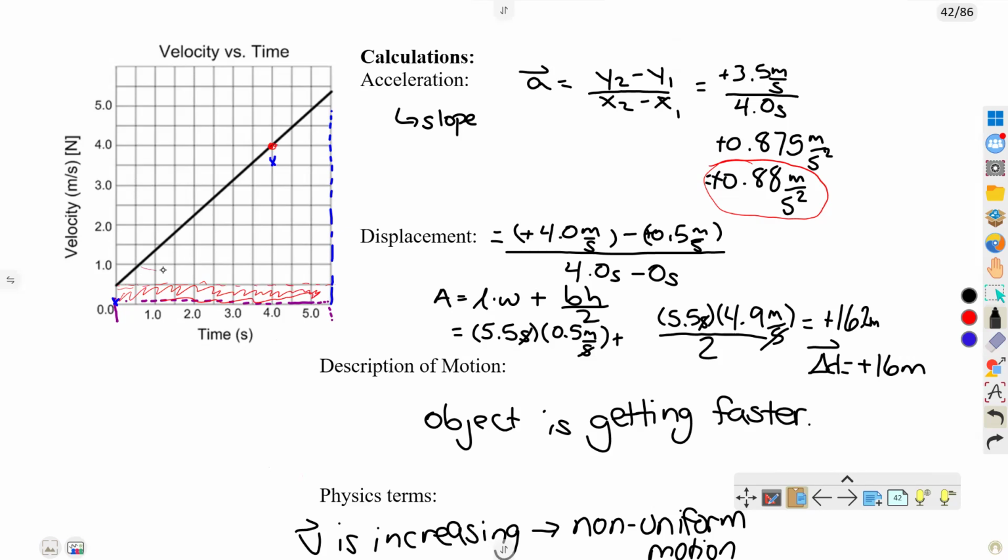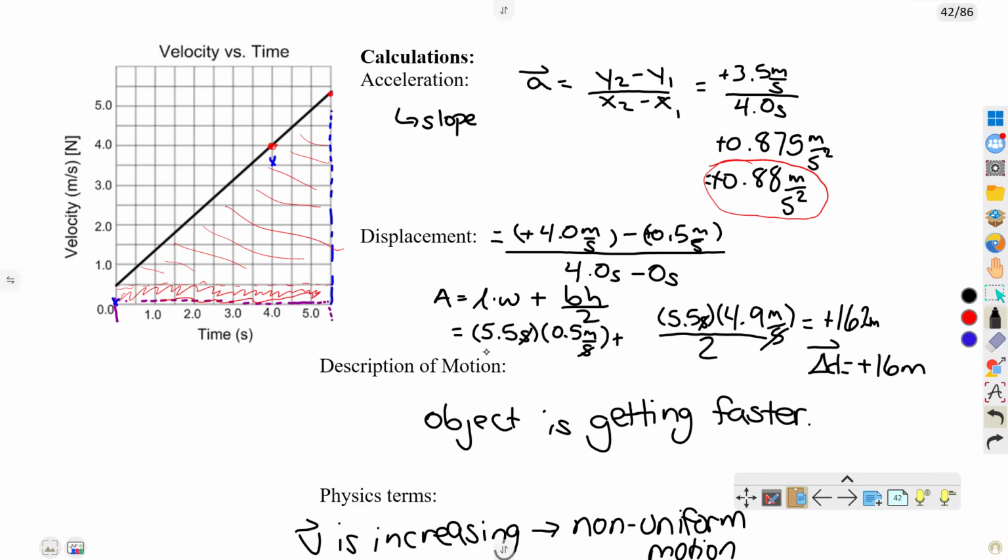But then we have the triangle section here. And in our triangle section, we're going to use the base times height divided by 2. So the base is going to be 5.5 seconds. The height, we're going from 0.5 up to about, now you're going to have to estimate here, but I would say that probably be 5.4 meters per second. And so we're then going to be looking for 5.4 minus 0.5, which is 4.9. So that gives us the area here.